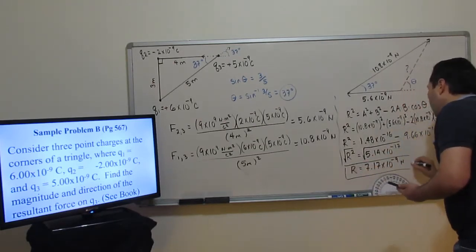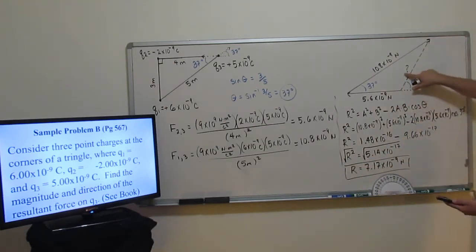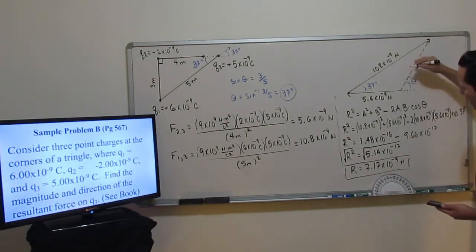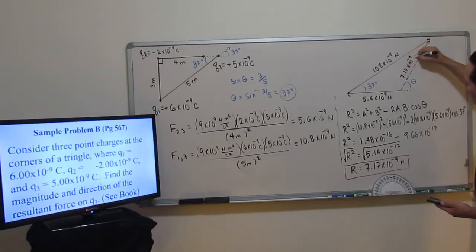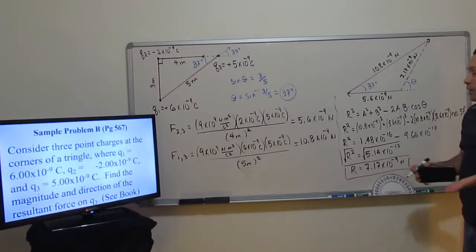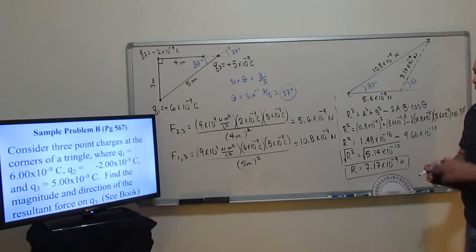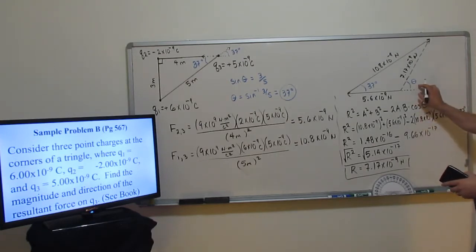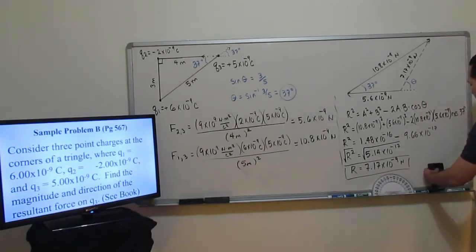So that's 1 over 2 answers. So this is our length right here, 7.17 times 10 to the negative 9 newtons. Alright, so we got our first answer out of 2. Our next question is, what is that right there, the angle that it's traveling at? Alright, so how do we go about solving for that?